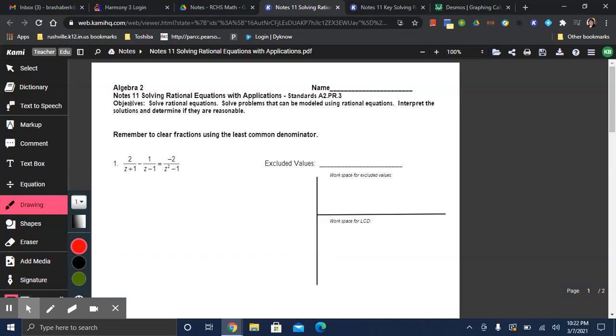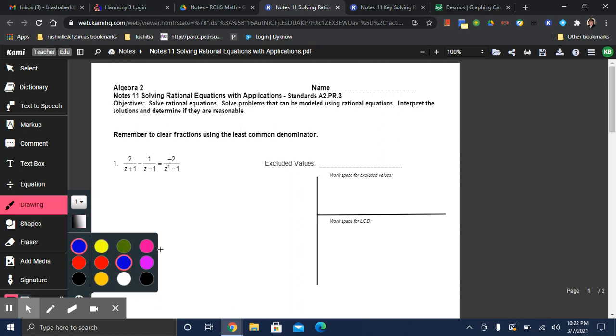Hello, students. Today we'll be looking at solving equations, again, that have fractions in them. Those are called rational equations, and we'll do a few applications. So these today are going to have more than one expression as the common denominator. I think I'll work on the common denominator first and then excluded values.